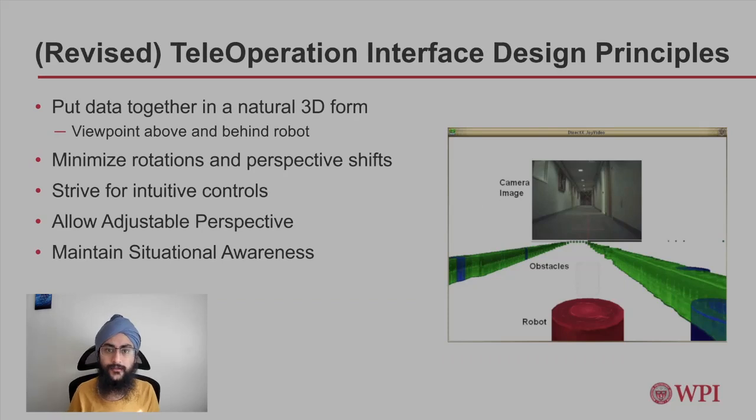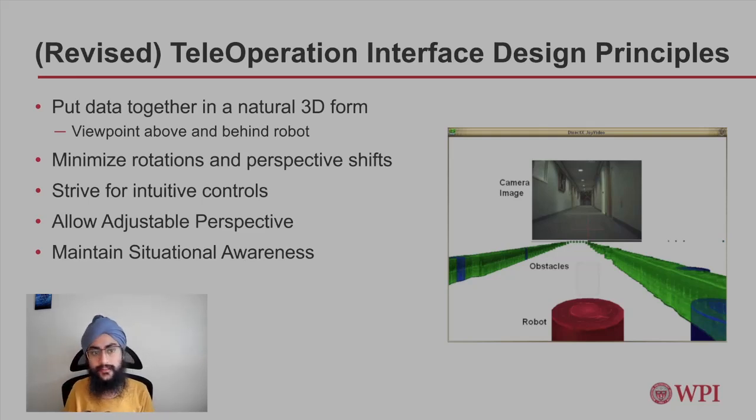So now let's go back to our teleoperation interface design principles. What can we learn from this paper? The first is that it's really important to put all of the information in a natural 3D form, and this helps the user figure out what's going on in the environment in a really natural way. Also, putting the viewpoint above and behind the robot is very useful, because then you can see the robot and you can see the obstacles around the robot.